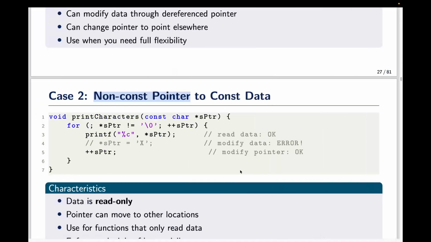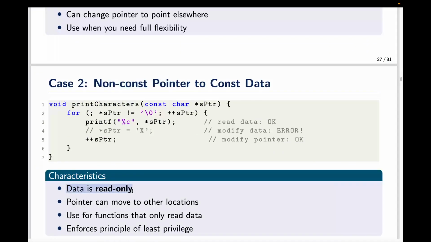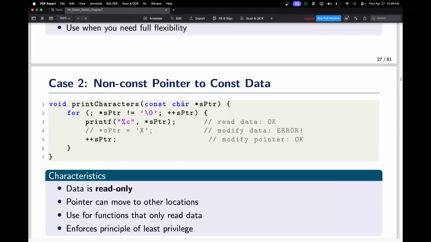Then the next thing is that the data is read-only, as already told to you. It's not changing. The pointer can move to another location, which is being done by ++sPtr, and this is used for functions that only read data, and it enforces the principle of least privilege. So the data is not changing inside the function.